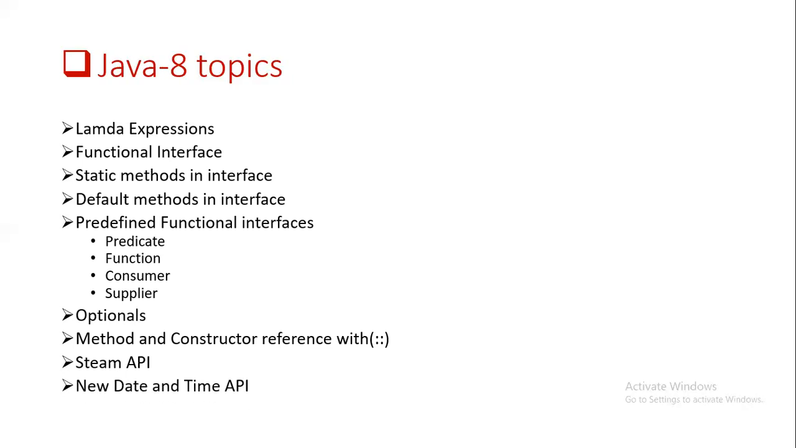Afterwards, the new date and time. Before Java 8, there was the Java util Date, and to create a date object we needed to write much code. But now there are LocalDate and LocalTime, right? By using those objects, the new date and time classes, we can easily access date and time.